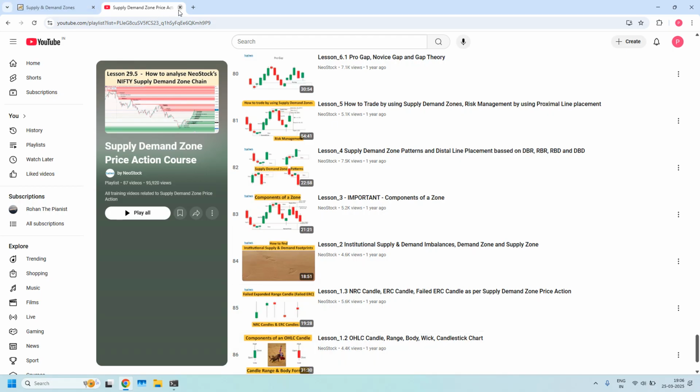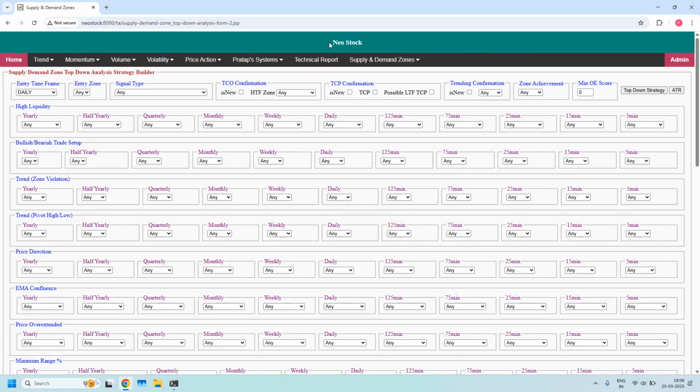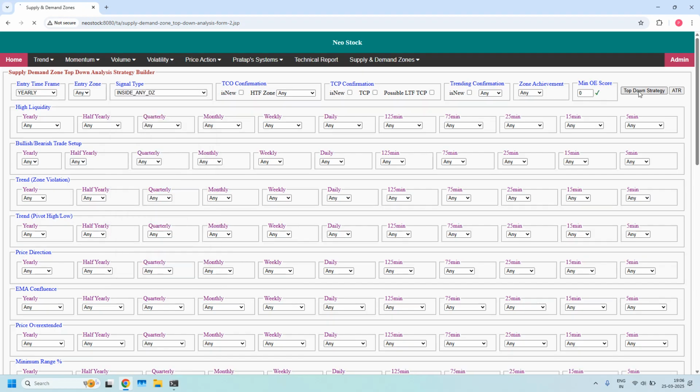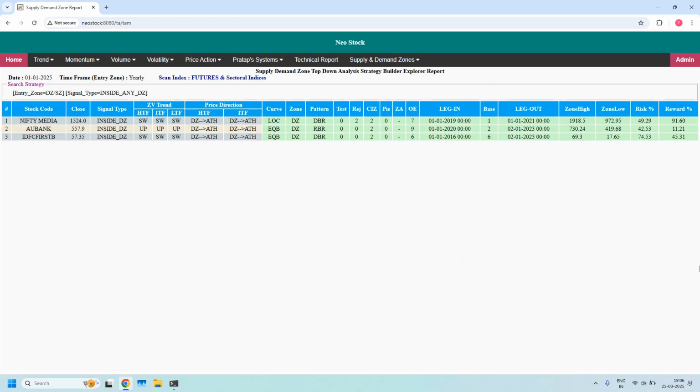Okay, now I am going to generate different supply demand zone reports with the help of NeoStock Software Supply Demand Zone Top-Down Analysis Strategy Builder. Okay, first I will generate the stocks near demand and supply zone starting with the yearly time frame. For yearly time frame, price closed inside the yearly demand zone. We got 3 stocks.